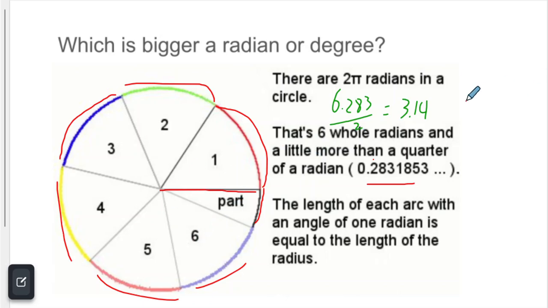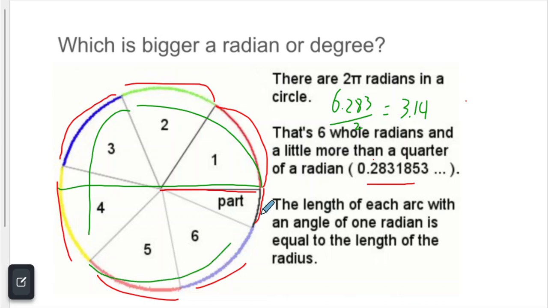Pi is actually the number of times a diameter goes around a circle. And diameter is just 2 radiuses. So I could take 1 diameter, 2 diameters, 3 diameters, and 0.14 of a diameter. So radians relate to pi. You're always going to have pi in your answer, and you're not going to be using 6.28. You're going to have something like 2 pi or pi over 2. So radians are measured with pi.